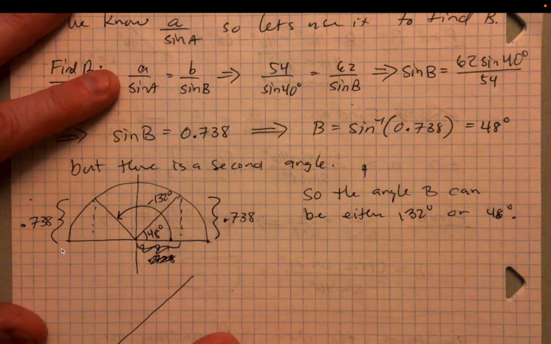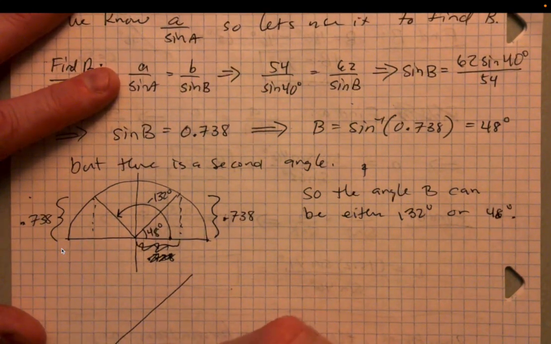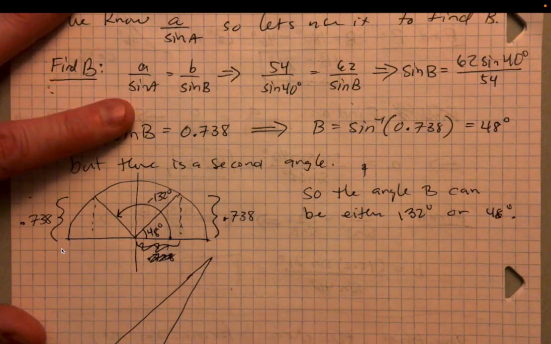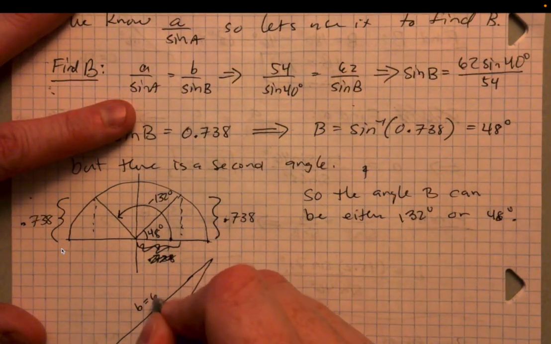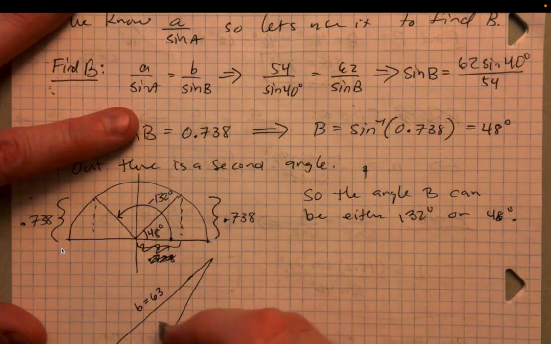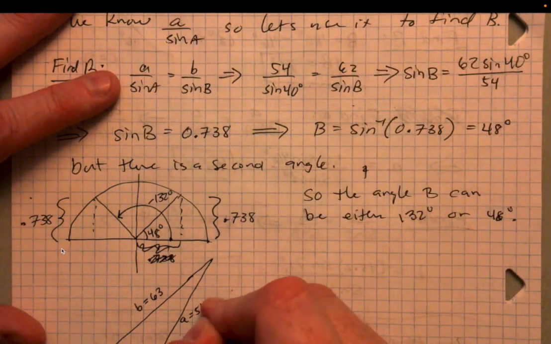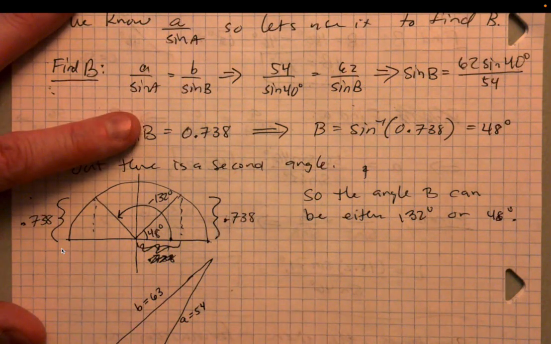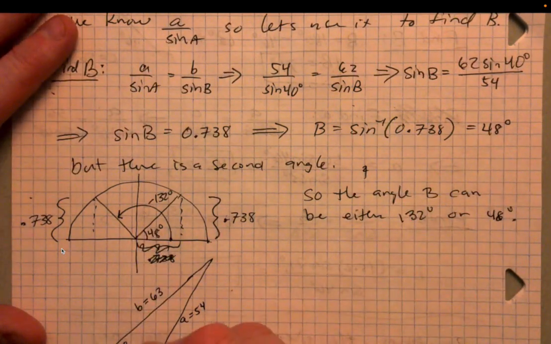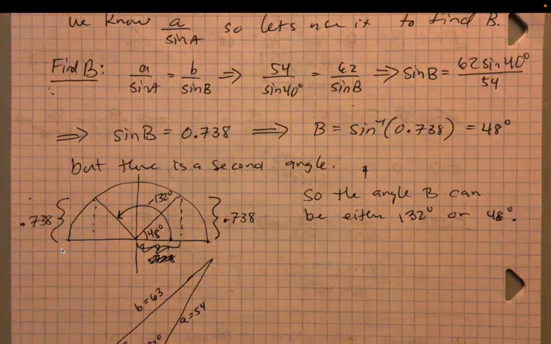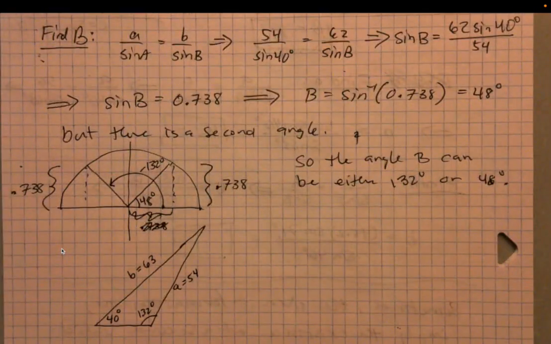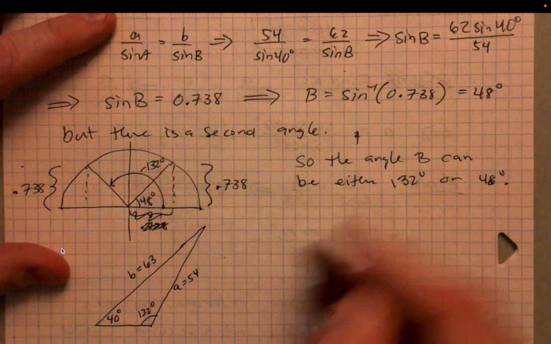So the first one looks like this, kind of like the picture we drew earlier, where I know that this is B and it's 63. I'm given A is 54, and I'm given 40 degrees here. Then this angle here is the 132 degrees. And this is triangle 1.